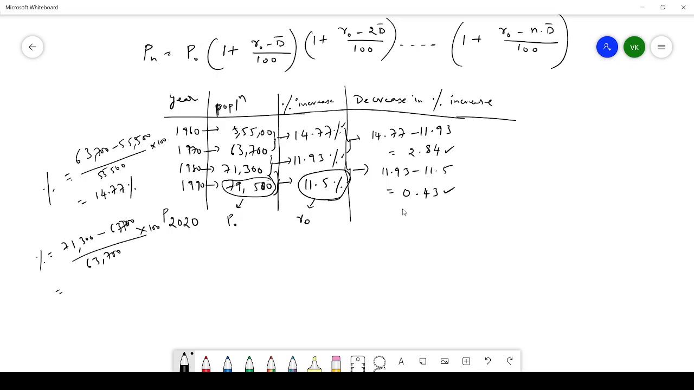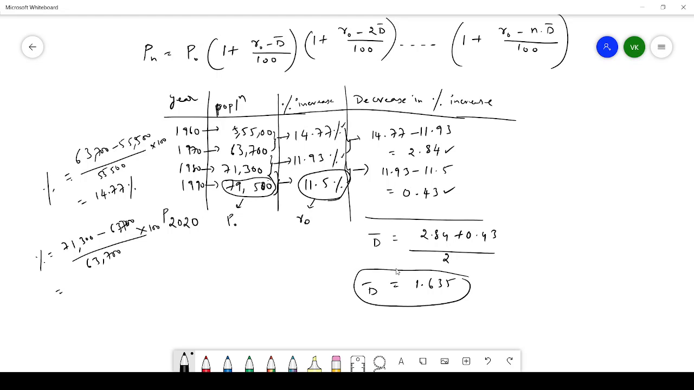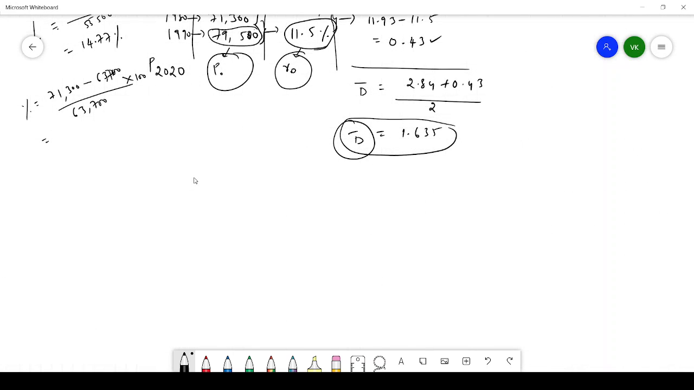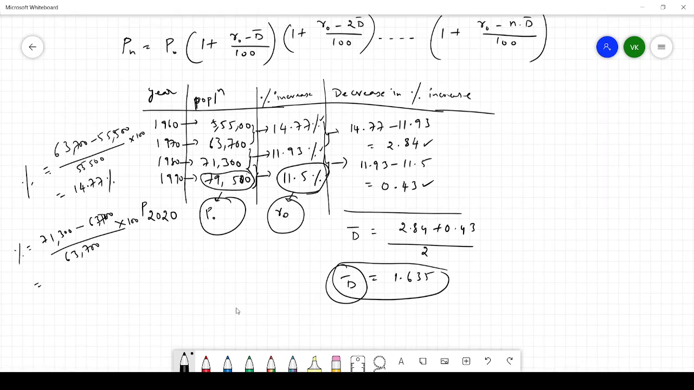These are the decreases in percentage increases. But you have to find the D bar. D bar is equal to the average of these two: 2.84 plus 0.43 divided by 2. You are going to get D bar as 1.635. This is the other term. So you know the P naught value, you know the R naught value, and you know the D bar value. If you know all three values, you can directly find the future population using the formula I have written.